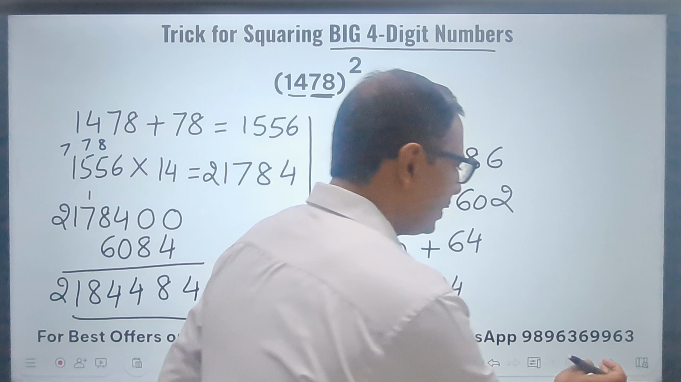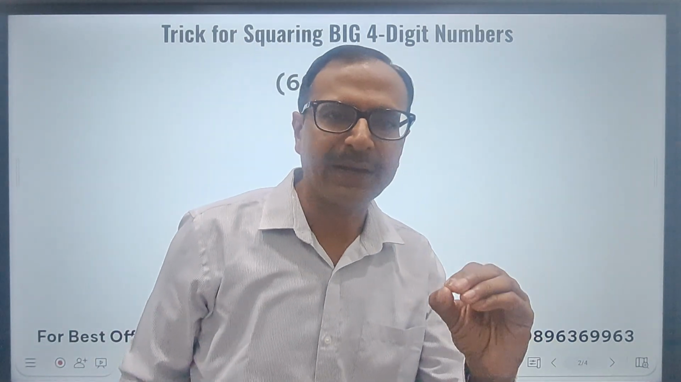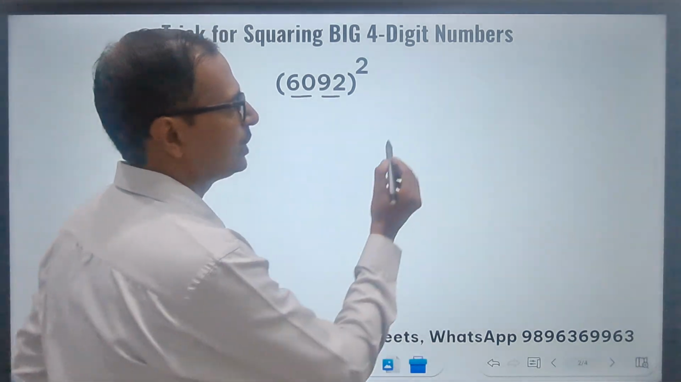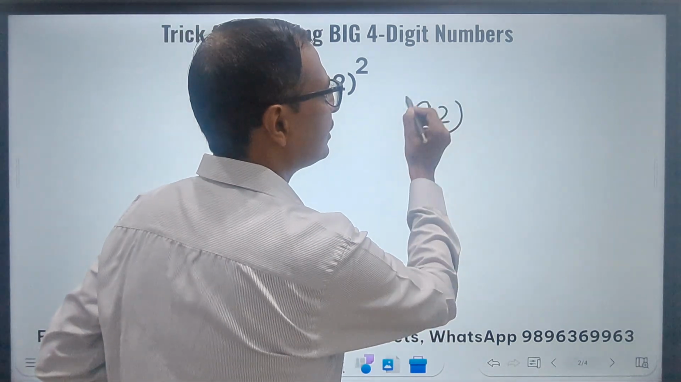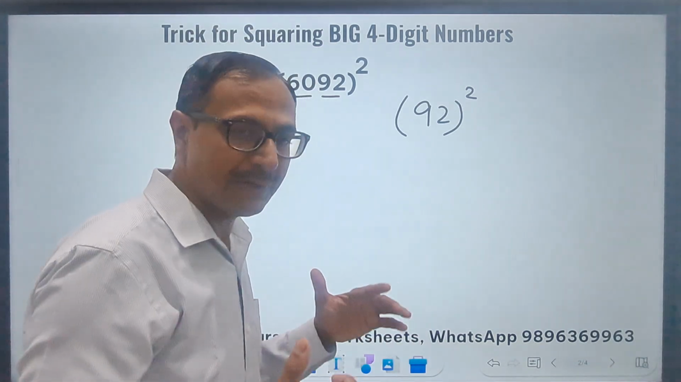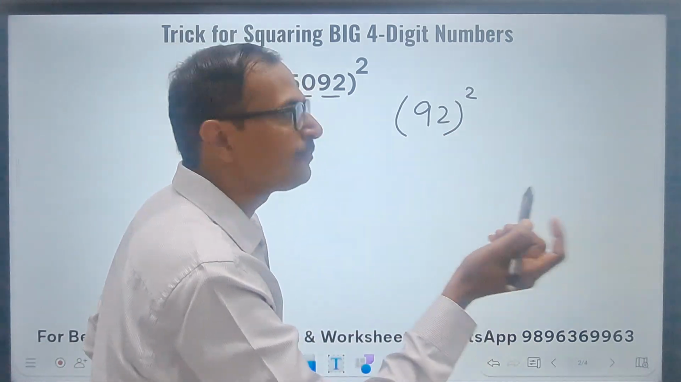So let's try to make the entire process a little compact now using one more example. I am taking 6092. So I'll do 92 square first. For that, see, I'm writing the steps. That is why it's looking like a big process. Otherwise, 92 plus 2 is 94. 94 into 9.